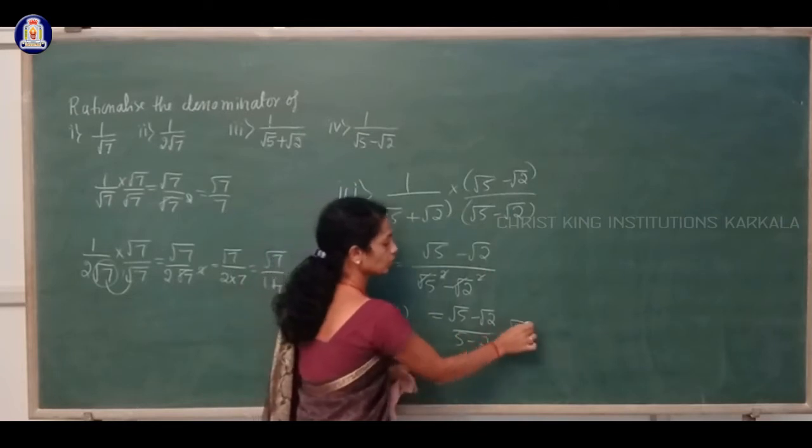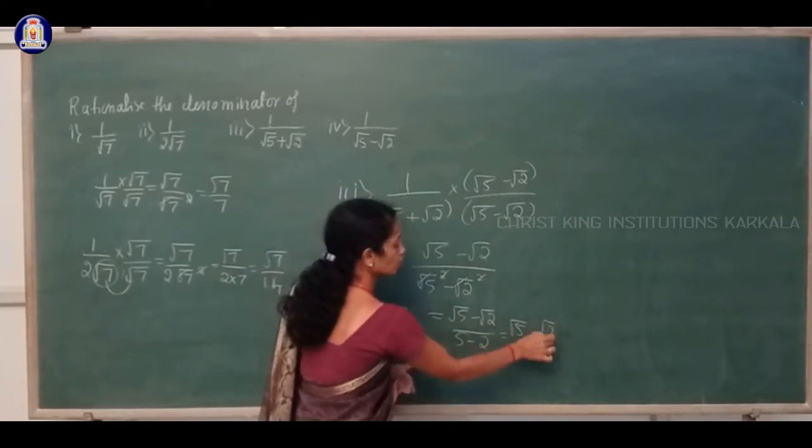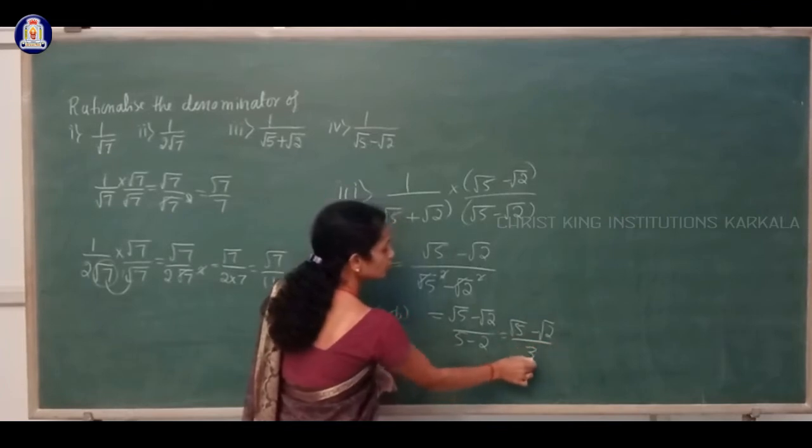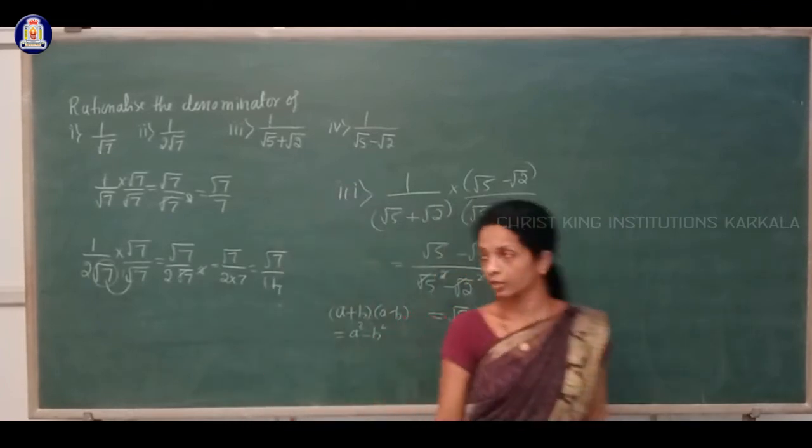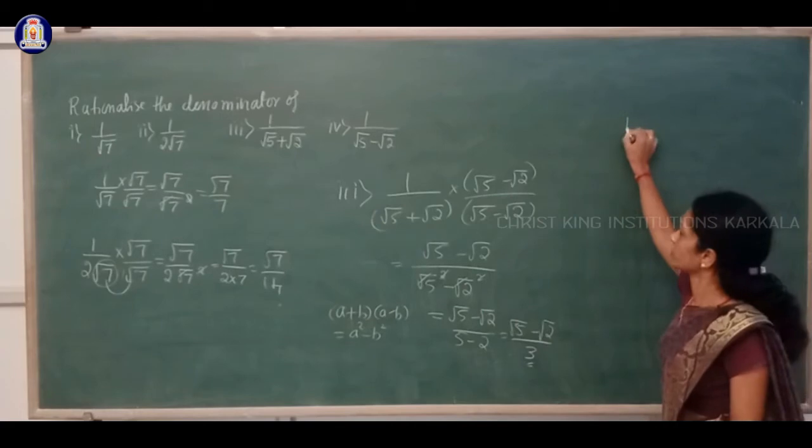That is equal to what? Root 5 minus root 2, dividing by 5 minus 2. That is 3. Okay.